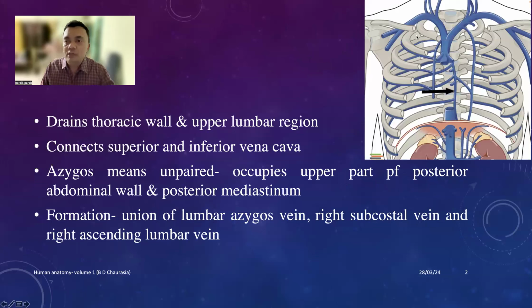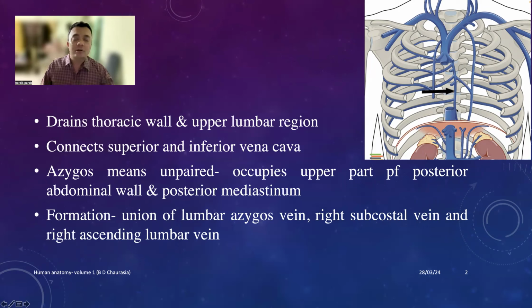So we can see over here in this diagram, this portion is making the superior vena cava, and here is the inferior vena cava. And in between these two vena cava, there is the azygos vein. Okay, so these are the structures which make the azygos vein.